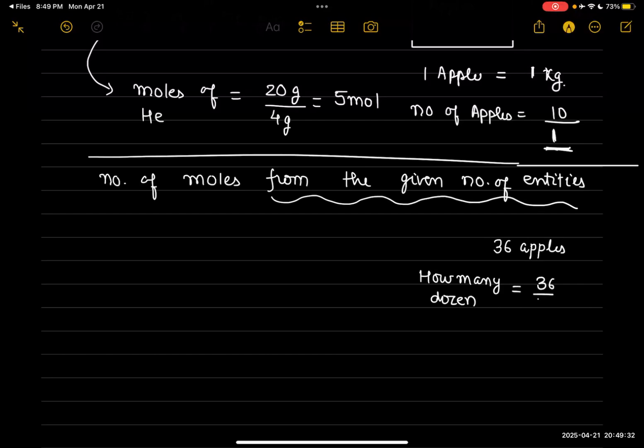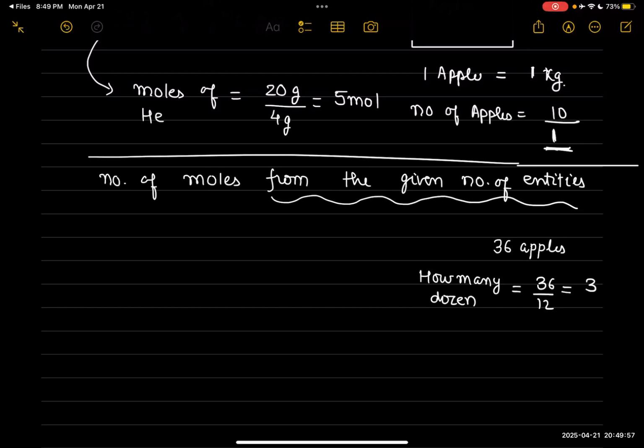36 divided by 12, because that group made one dozen. So in order to make out how many dozens there are, the total number is divided by the number which constitutes one dozen, so 3. Clear? That you already know very well.